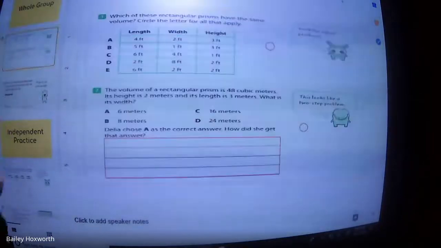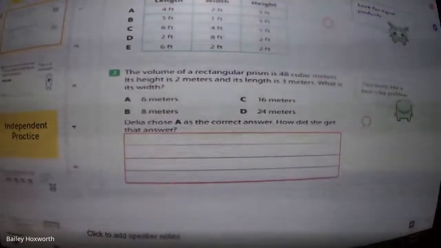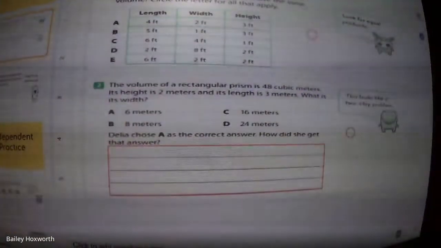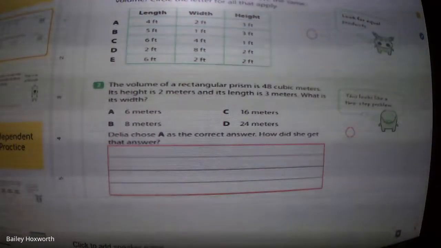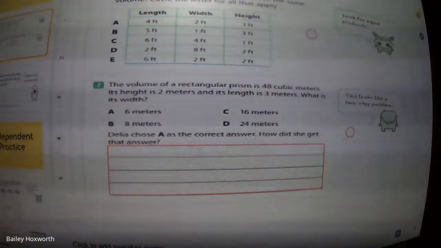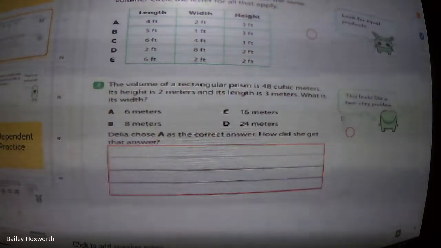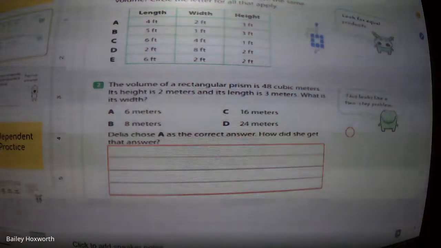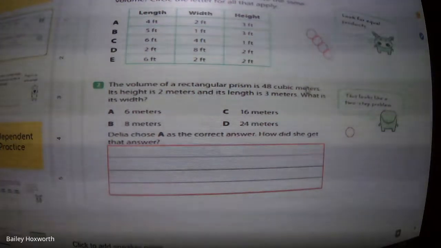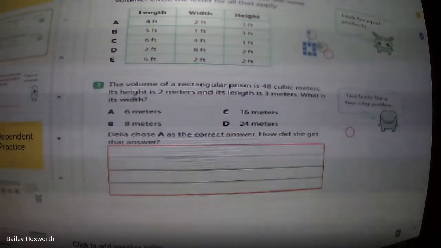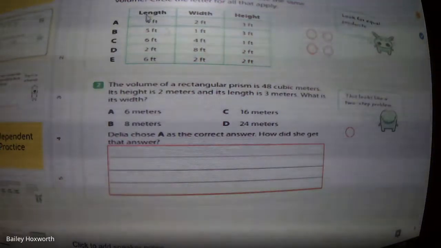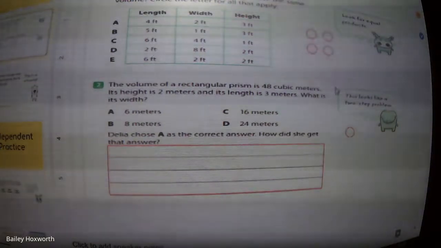So, first slide. Question number 1 says, which of the rectangular prisms have the same volume? Circle the letters that all apply. So what that means is we are going to find the volumes that are the same. So we are going to need to solve the volume for all 1, 2, 3, 4, 5 things.